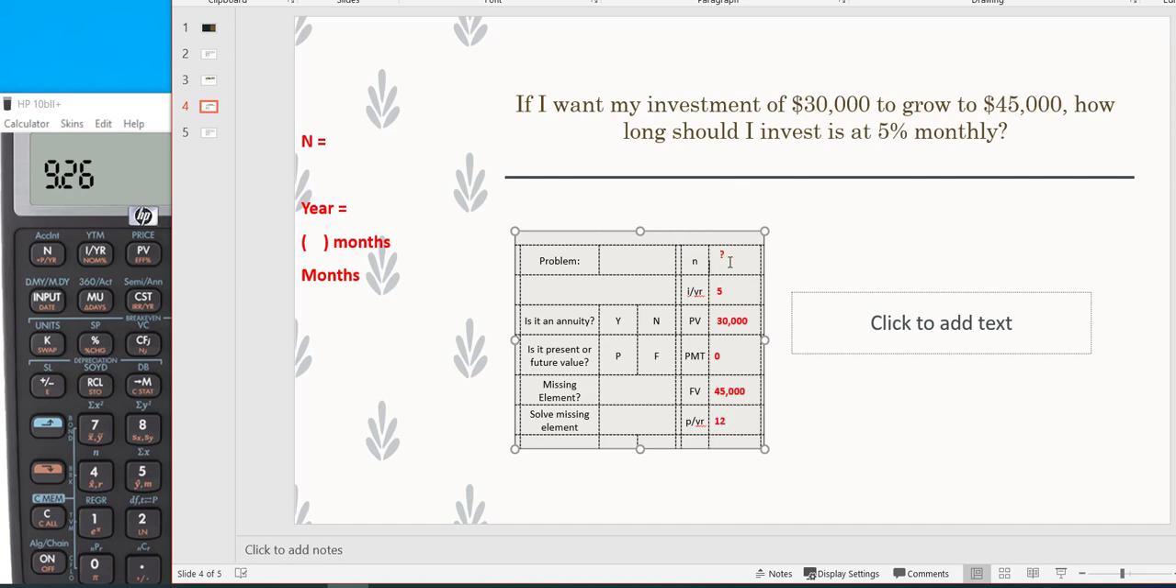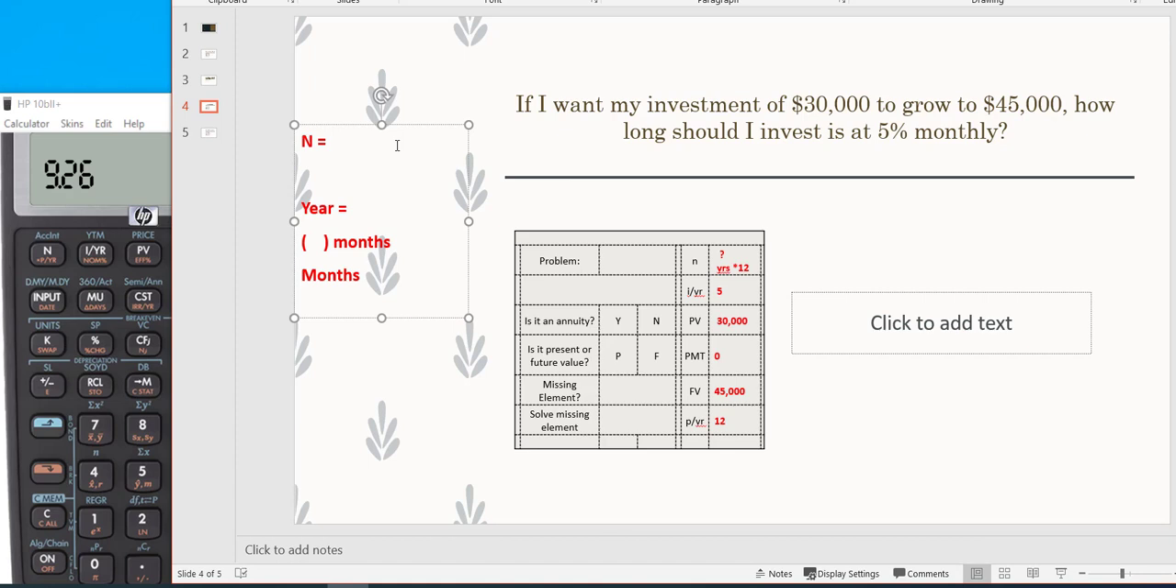And just refreshing back, this was years times our PYR, which is 12. That's the reason this formula is here. We're solving for years basically over here. And so just thinking it through, N is years times 12. And so I am trying to find those years.